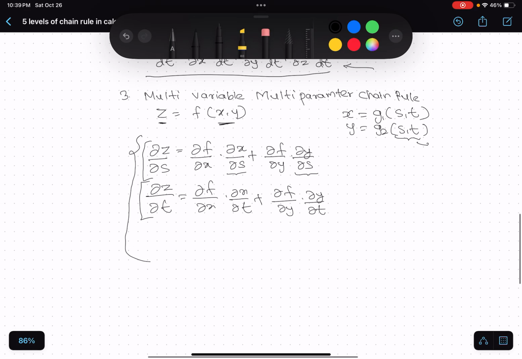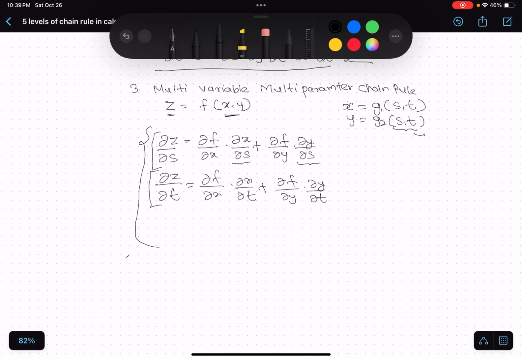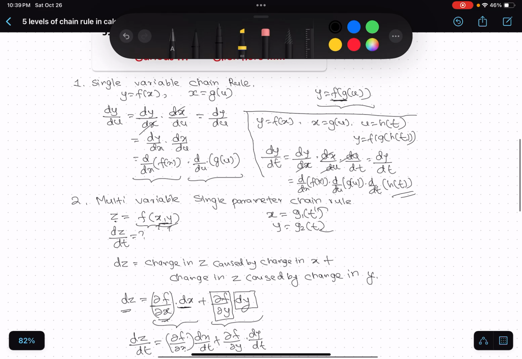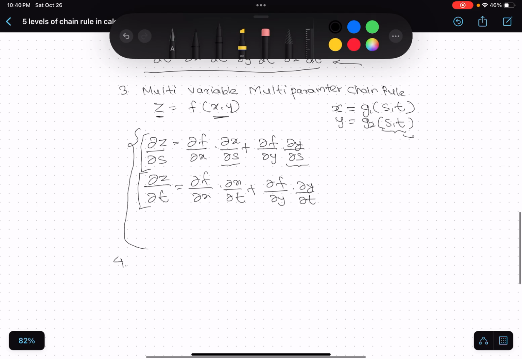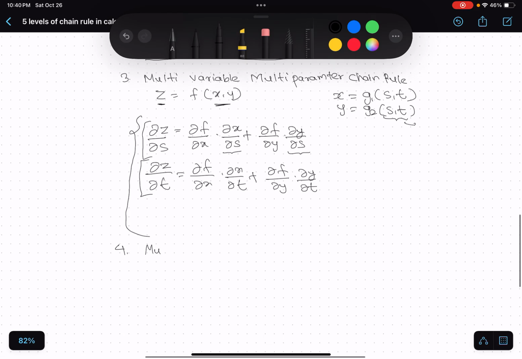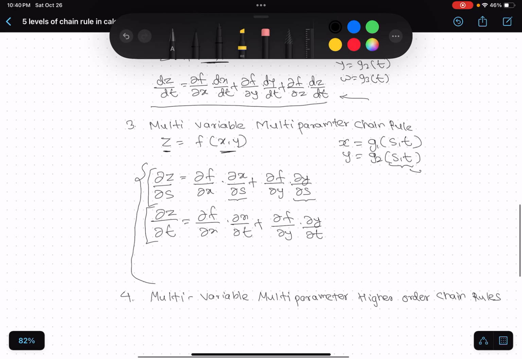Okay, now let's go to another form, which is the multivariable single parameter higher order chain rule. Now we need to do some maths for this one. Till now it was just based on intuition, now we need to do some maths. Till now the order was just one, right? Till now we were using first order derivatives. Now we are going to higher order derivatives.